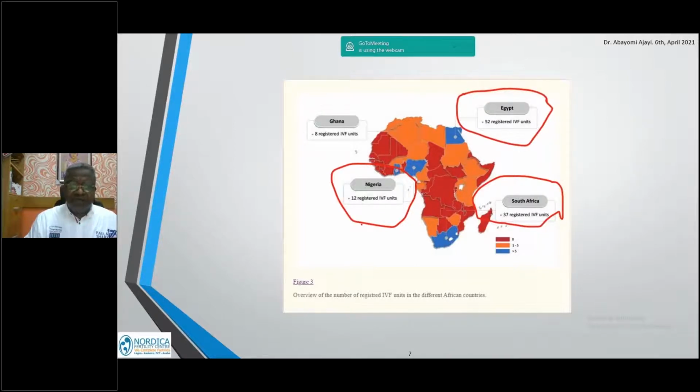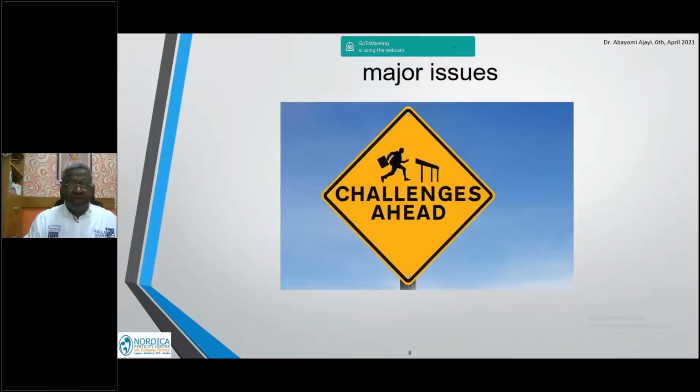Okay, we can see the four big guys in Africa when it comes to assisted reproduction. But I can tell for free that right now, from the figures from the Association for Fertility and Reproductive Health, the Nigerian HFEA, over 100 IVF clinics are registered in Nigeria right now, as opposed to the 12 that we can see in that map. So what are the major issues?